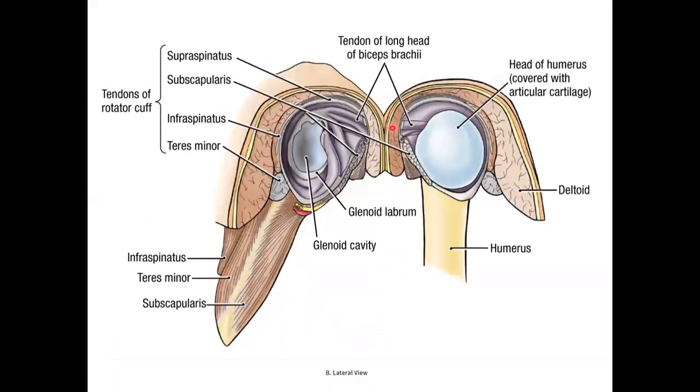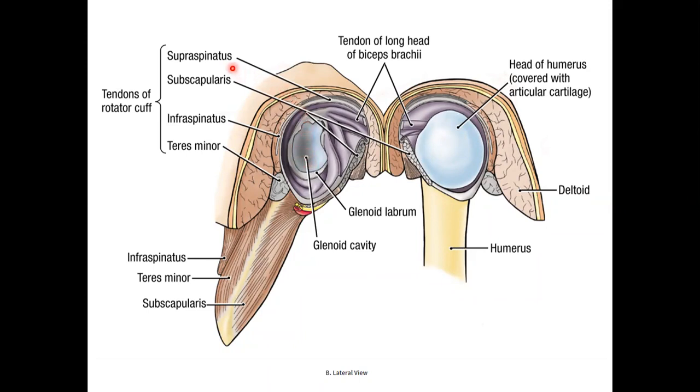Okay. So in this picture, they've actually opened up the joint like a book. So you can see better the distinction between this is the scapular side versus this is the humeral side. So again, here's the head of your humerus and it's covered with articular cartilage. Here's your glenoid cavity, glenoid fossa, whichever word you want to use. Again, covered with cartilage for articulation to help with that smooth movement.